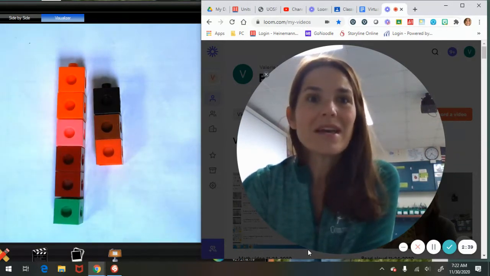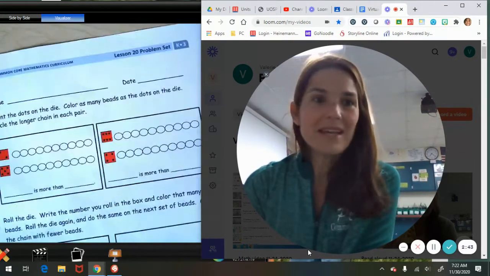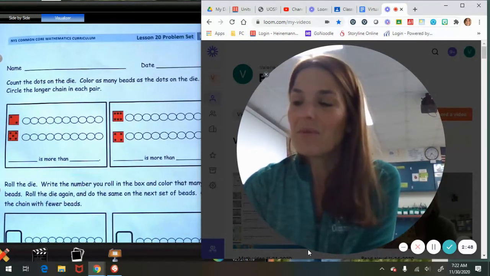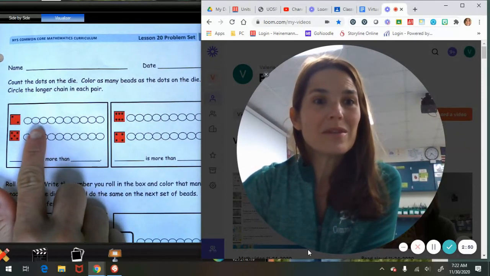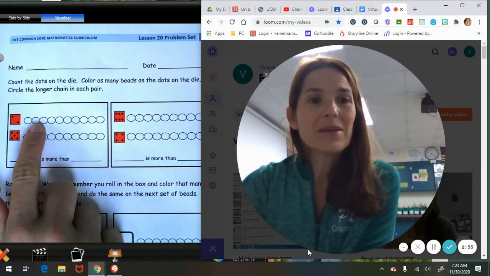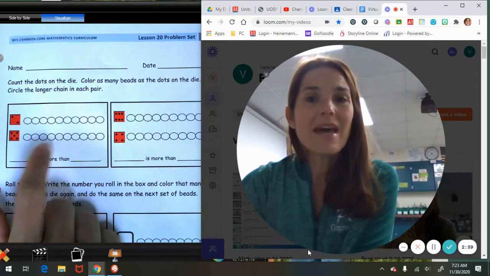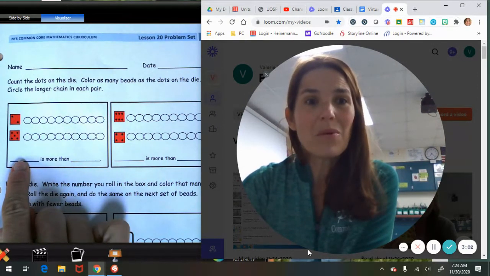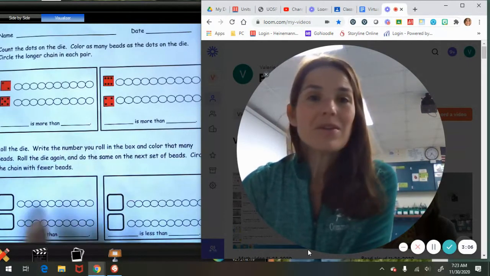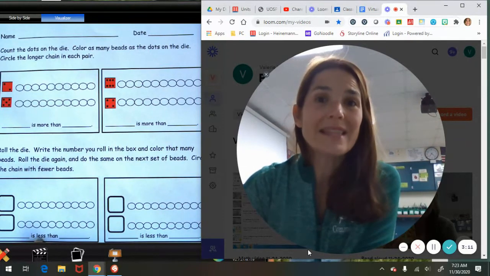All right, boys and girls. What I want you to do is I have attached your math paper for today. If you are able to print this out at home, I'd like for you to complete it. What you're going to do on the top is look at the number that's on the die, color in that many, and then look at the bottom, see how many's on that die, color in that many, and then you're going to write down the number that is more than the next number. And then on the bottom, you're going to do the opposite. Instead of which one is more, you're going to do which one is less.